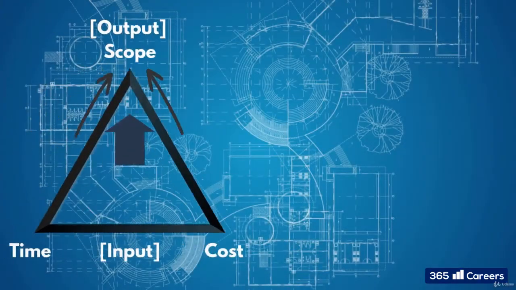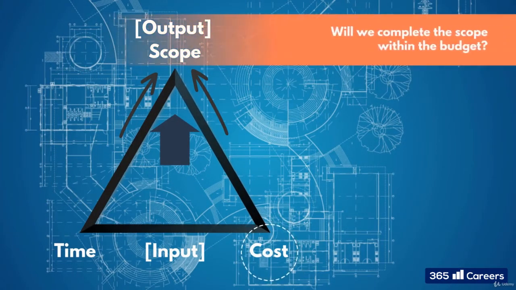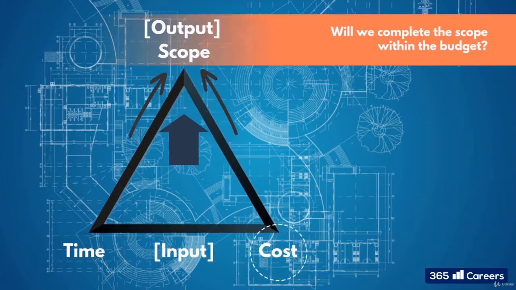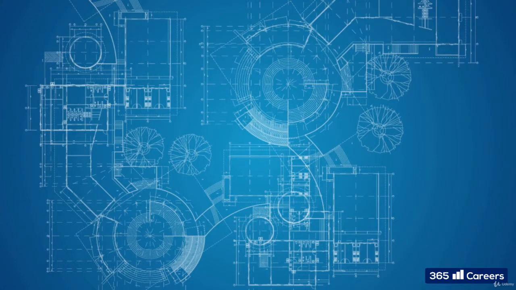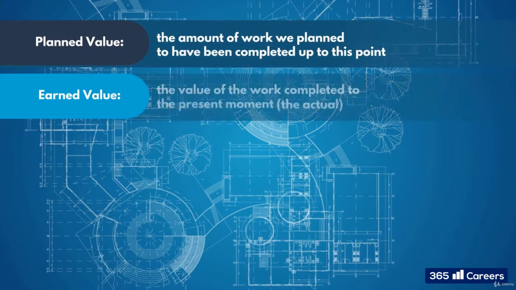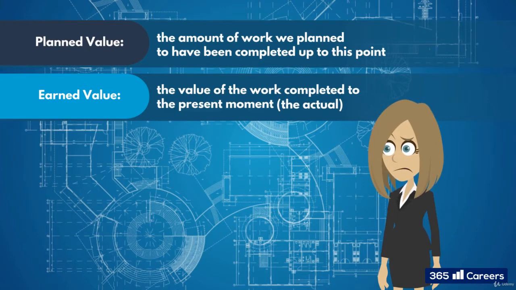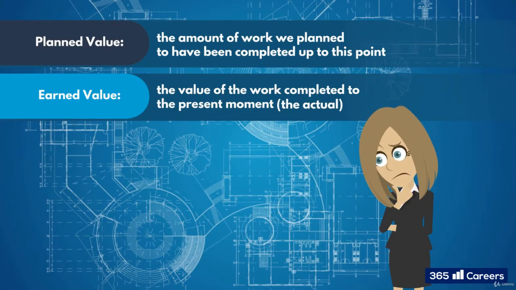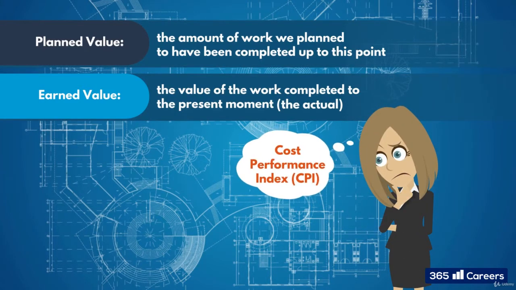So how does this all affect our cost? Will we complete the scope within the budget? Well, let's be proactive and find out, shall we? We know what planned value and earned value are: the value of the work planned and the value of the work completed, respectively. We calculate the cost variance to learn if we're on budget, and the cost performance index to learn if the rate of our spending will allow us to remain within budget for this activity and the project as a whole.